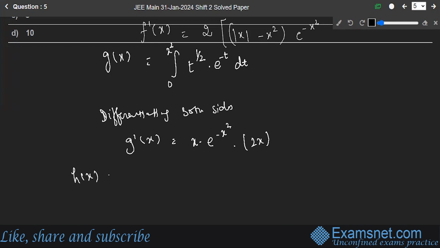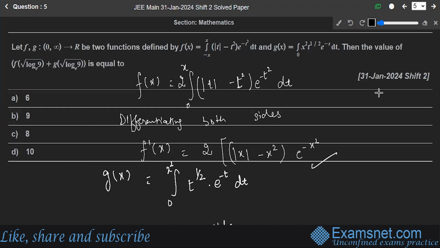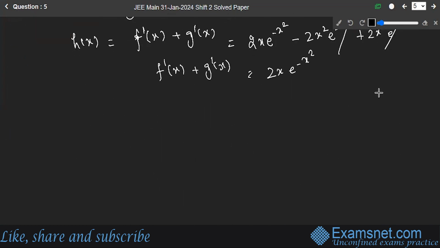Let's say add up both of them, f dash x and g dash x. So these are the two functions. Let's add both of them. You will get 2x e raised to power minus x square minus 2x square e raised to power minus x square plus 2x square e raised to power minus x square. This is equal to 2x into e raised to power minus x square. This is equal to your f dash x plus g dash x. Actually, in the question, what I want is f of x plus g of x. So for that, what I have to do? I have to integrate both sides.